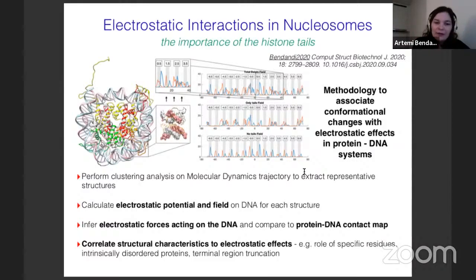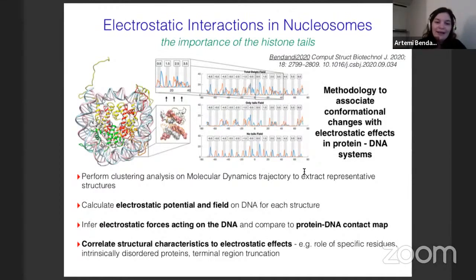Then we calculate the electrostatic potential and the electrostatic field on the DNA on each of those structures. And we are able to infer the electrostatic forces acting on the DNA, and then we compare those to a protein-DNA contact map. Basically, we want to see how the field, the potential, and the forces change when we have a different number of protein-DNA contacts, so protein atoms near the DNA with thresholds that we can choose.